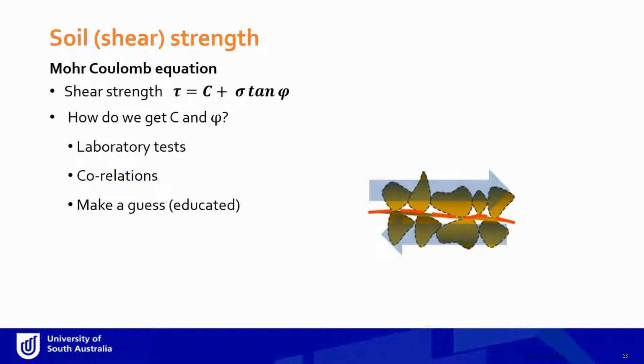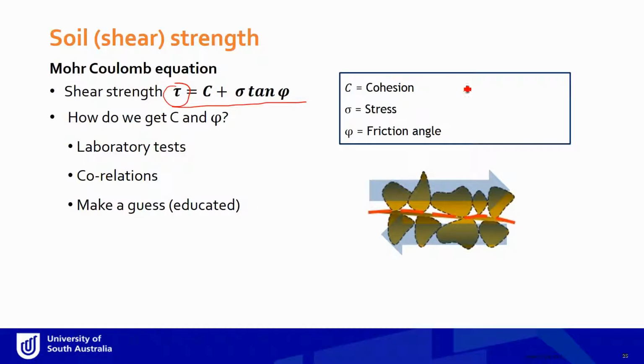Now, how do we calculate the strength of a soil? We call it shear strength, and this is a very common equation we use to calculate it. Tau is the symbol we use to denote shear strength, and C and phi are what we call cohesion and friction angle. We'll see in the later part of this video what they exactly mean. And sigma is the stress quantity we have learned before.